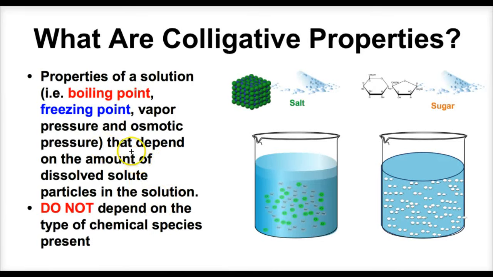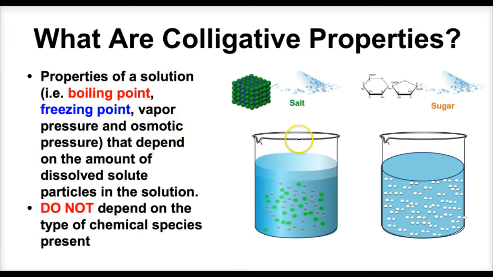So what are colligative properties? Well, it says right here that colligative properties are properties of a solution, example being boiling point, freezing point, vapor pressure, and osmotic pressure, that depend on the amount of dissolved solute particles in the solution. So what does that mean?